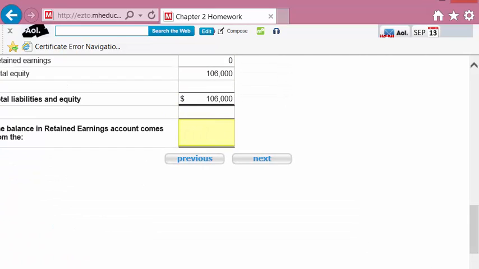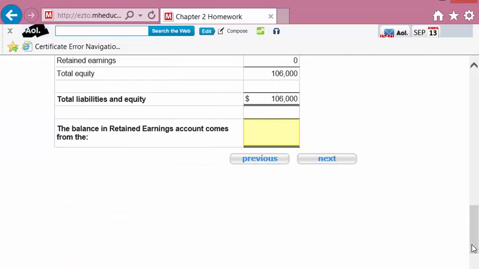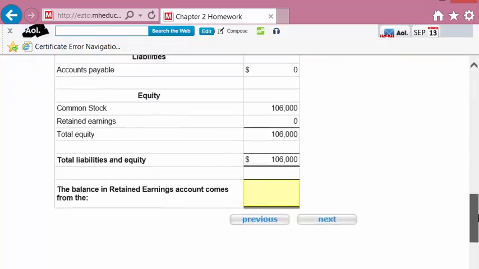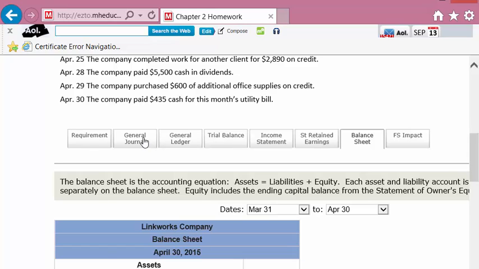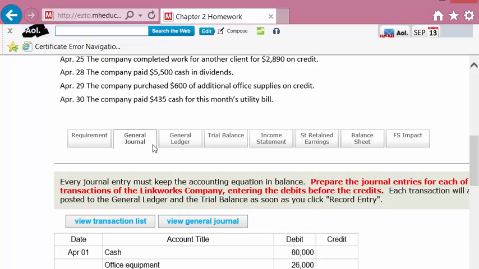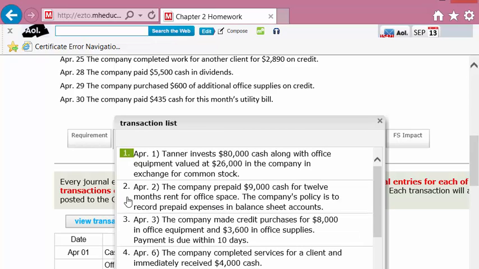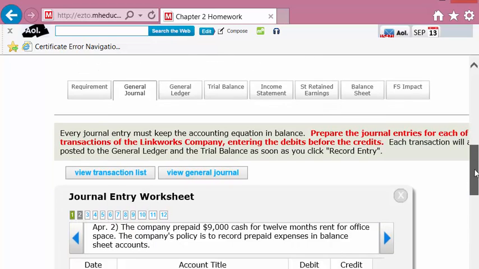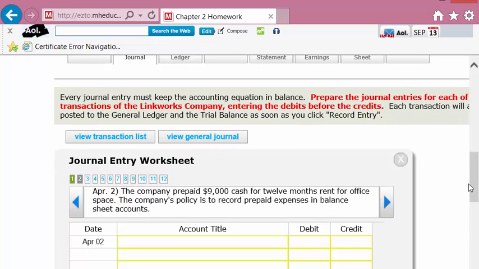So that takes me back to my journal. Where'd my journal go? Where's my journal? Right here. Got to get on the right tab, right? And I'm going to go back to view transaction list so I can see the transaction that I'm working on now, which is that April 2nd one. Okay, who wants to do this one? You want to try it?